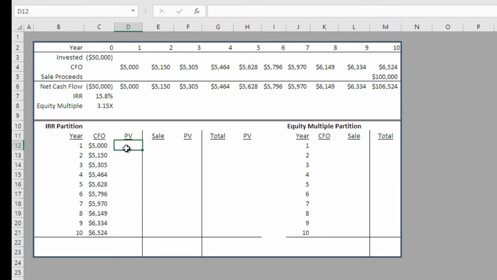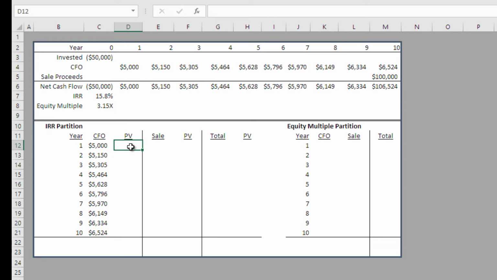Next, what I'm going to do is find out what is the present value of each one of these cash flow streams based on a given discount rate. And what's the discount rate? It's going to be the IRR. And the idea being we're going to discount each one of these cash flows back to our original value or the original amount that we paid for the property.